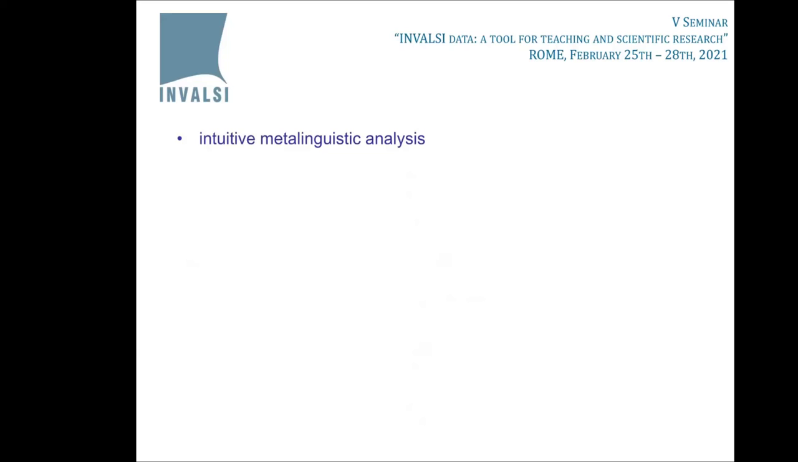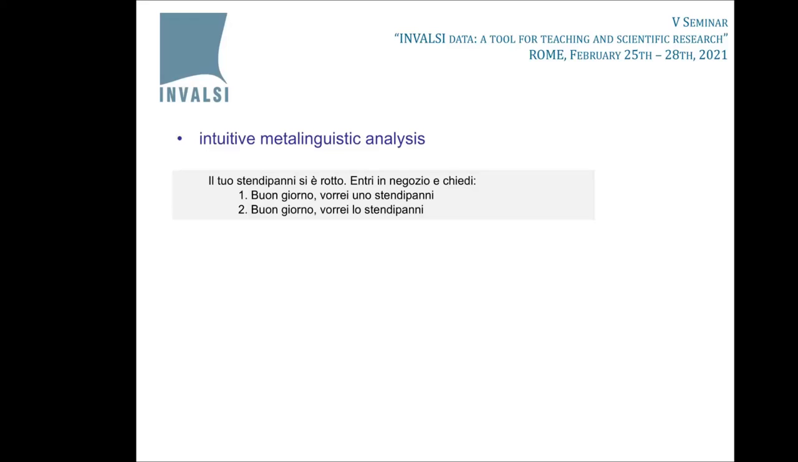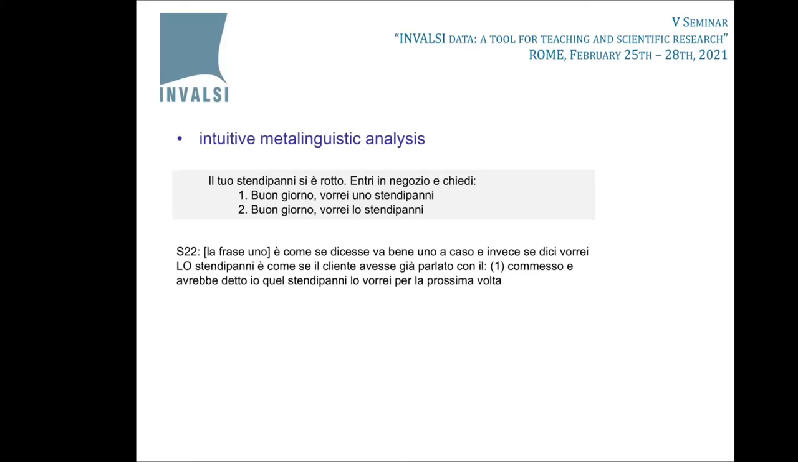So if we look at students' answers, for instance, at the first item: io sto, tu hai stendipanni, si è rotto, entri in un negozio e chiedi, buongiorno, vorrei uno stendipanni, or buongiorno, vorrei lo stendipanni. Students' reasoning is always like this. È come se dicesse, la frase uno è come se dicesse va bene uno a caso, invece se dici vorrei lo stendipanni è come se il cliente avesse già parlato con il commesso e avrebbe detto io quel stendipanni lo voglio per la prossima volta.